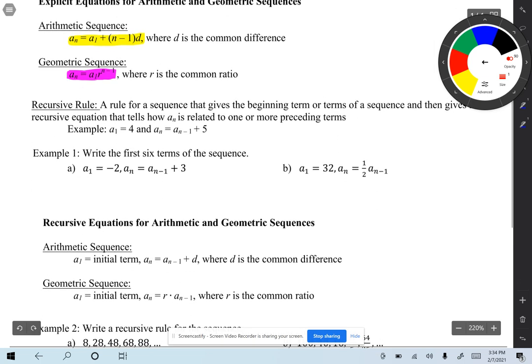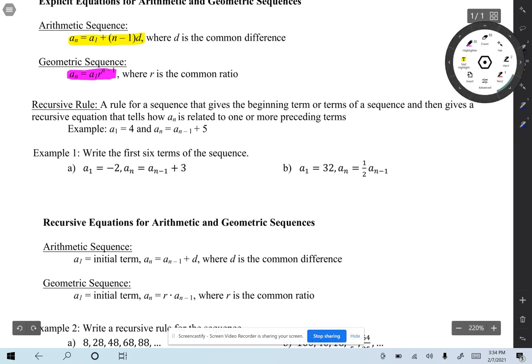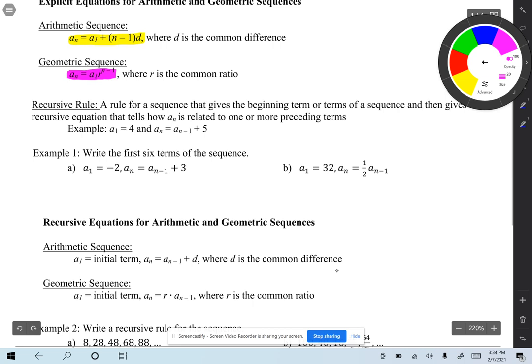So here's what a recursive rule is. A recursive rule is a rule for a sequence that gives the beginning term or terms of a sequence and then gives a recursive equation that tells how the nth term, which means the next term, is related to one or more preceding terms. Now, it probably doesn't mean anything to you what I just said, but a recursive rule has two parts. So here's what the parts are like. One part, the part that you must have, is what the first term is. So that part, list it right away.